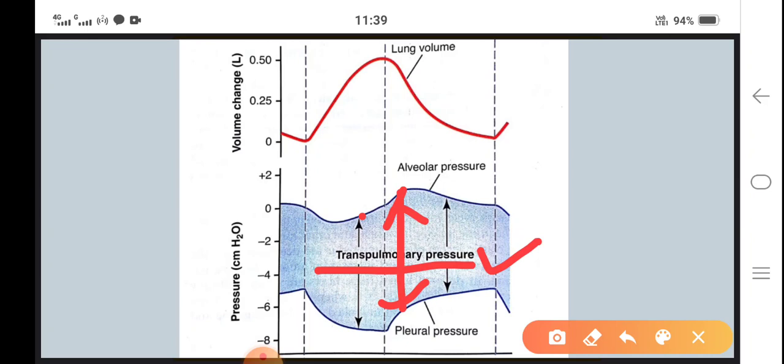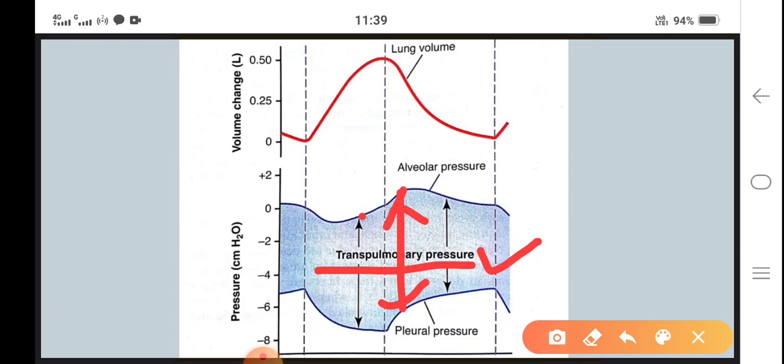That transpulmonary pressure is the pressure difference between that in the alveoli and that on the outer surface of the lungs, the pleural pressure. It is a measure of the elastic forces in the lungs that tend to collapse the lungs at each instant of respiration, called the recoil pressure. This is the recoiling pressure.